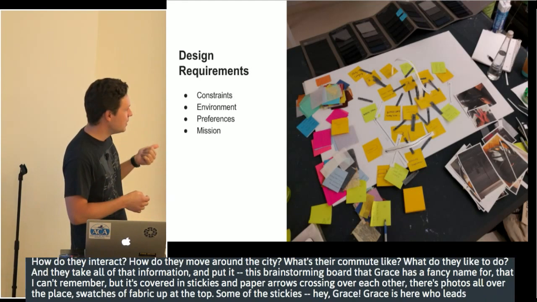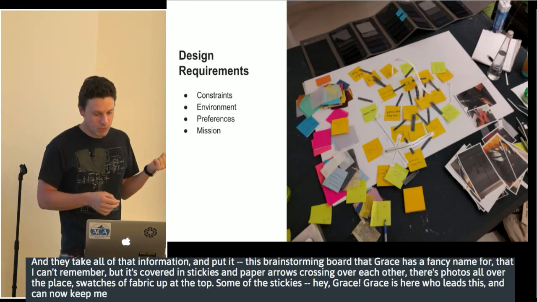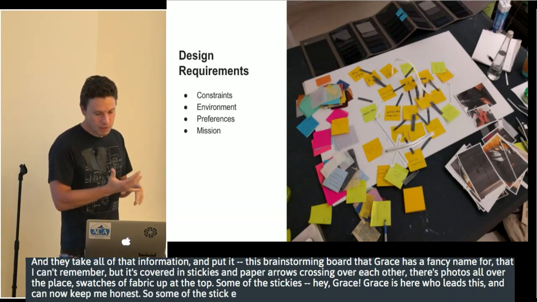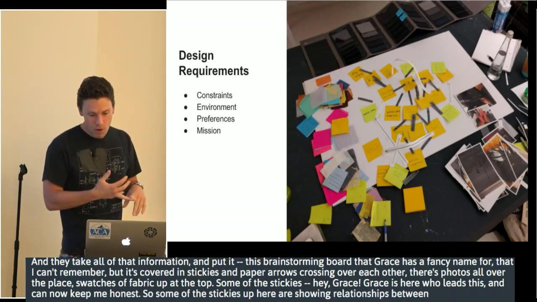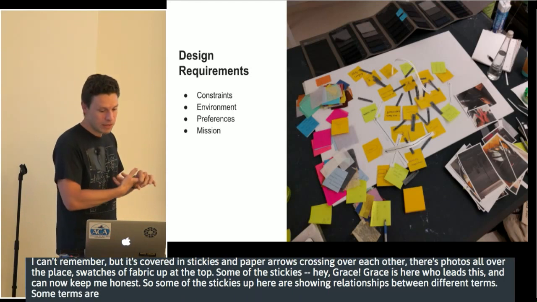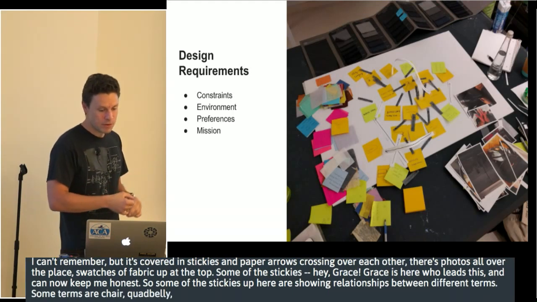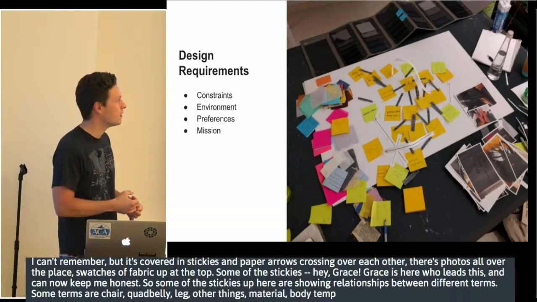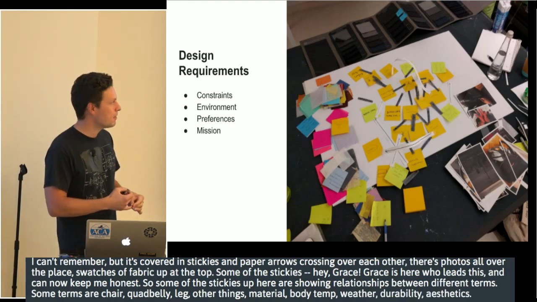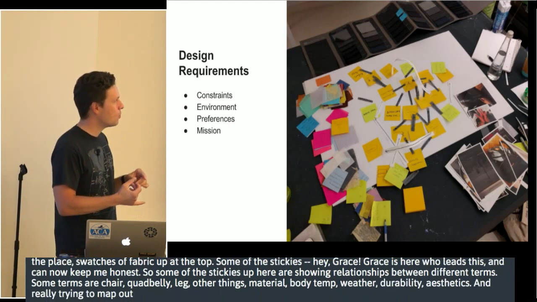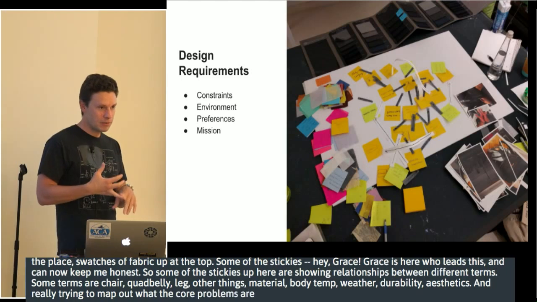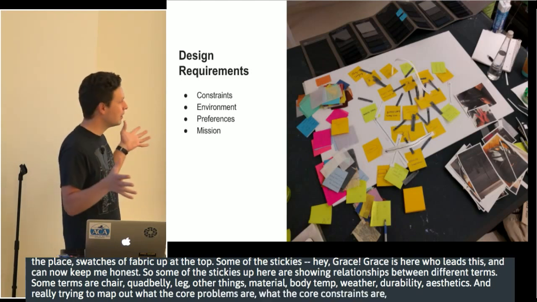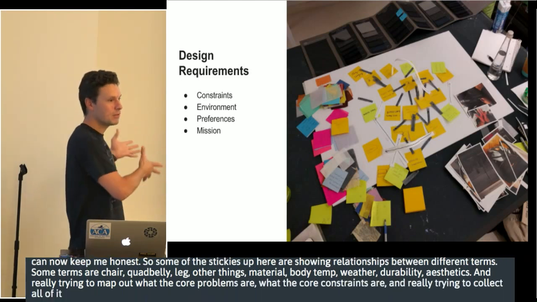So some of the stickies that are up here are showing relationships between different terms. So like some terms are chair, quad, belly, leg, other things, material, body temp, weather, comfort, durability, aesthetics, and really trying to map out what the core problems are, what the core constraints are, and really trying to collect all of it into an actual mission statement for the team.